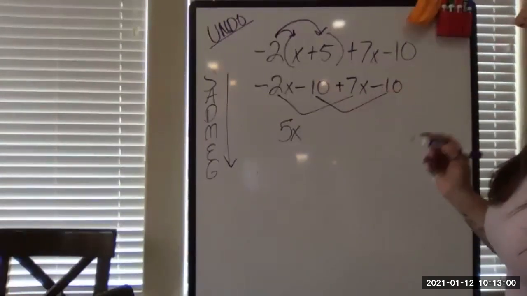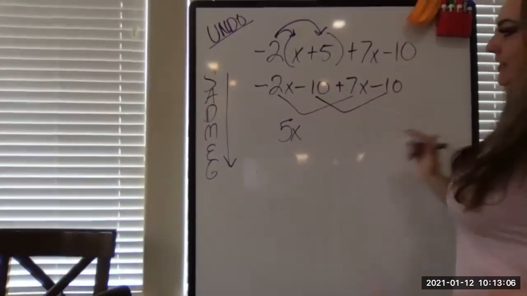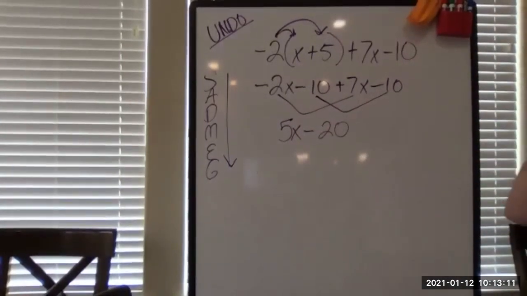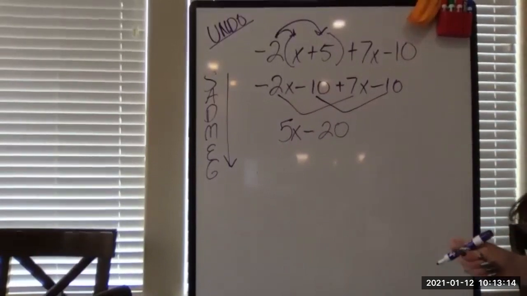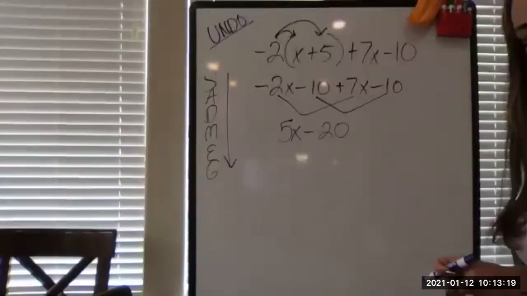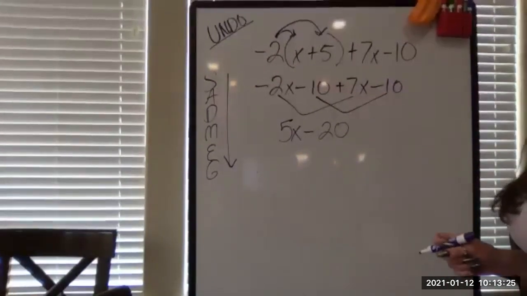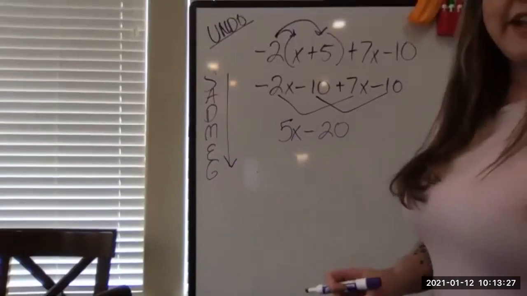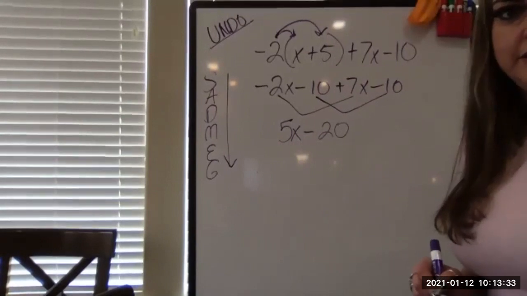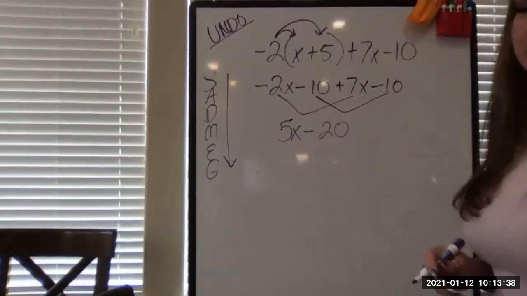So now we can put these together. Well, -10 minus 10 is -20. Are we done? Are there any more like terms? No, good. Guys, it's very important that you understand right now, you cannot do 5 minus 20. You cannot. This is being multiplied times x, this is not. Okay?